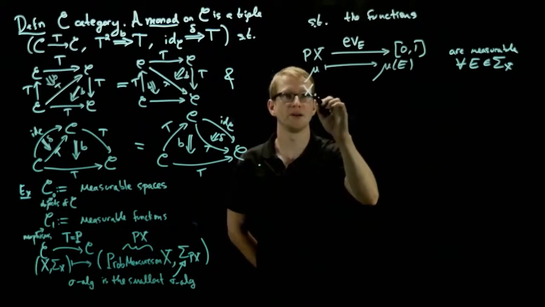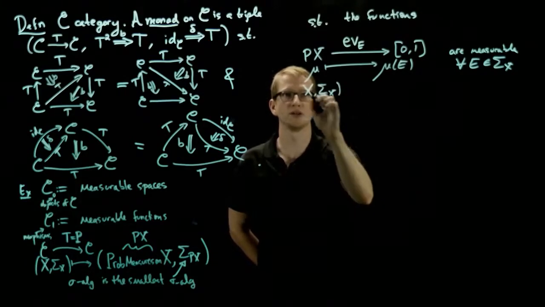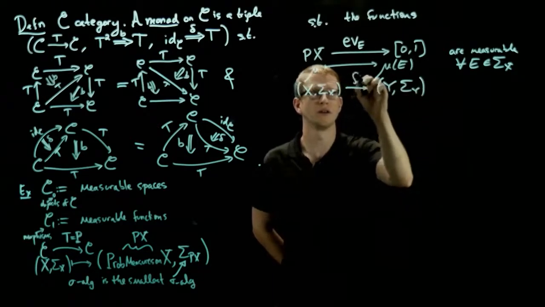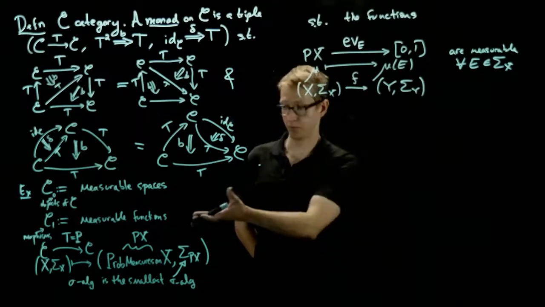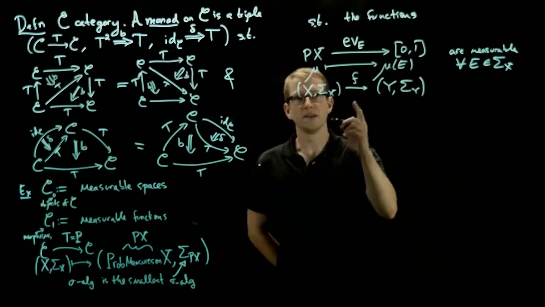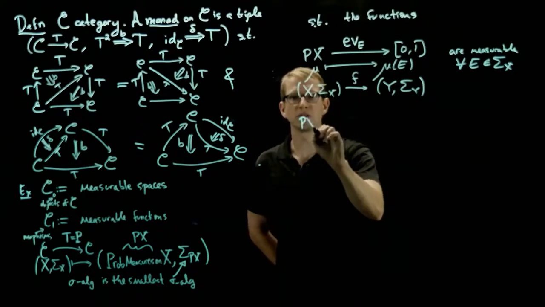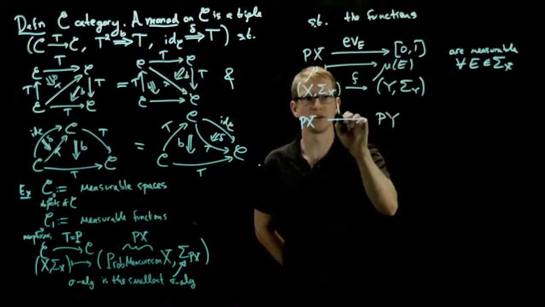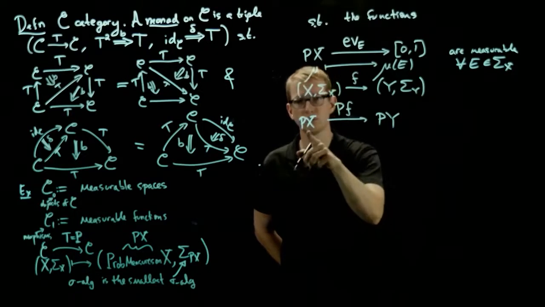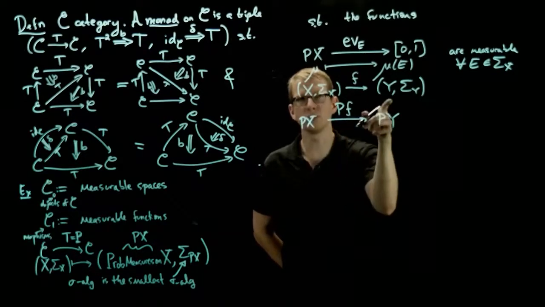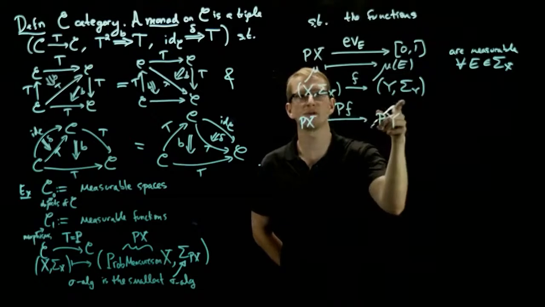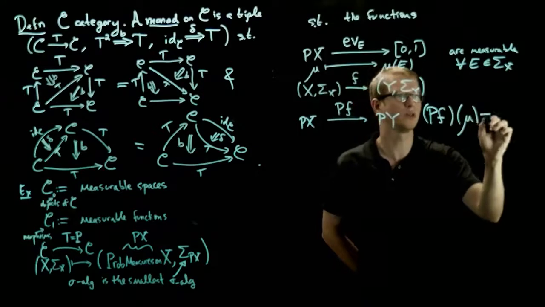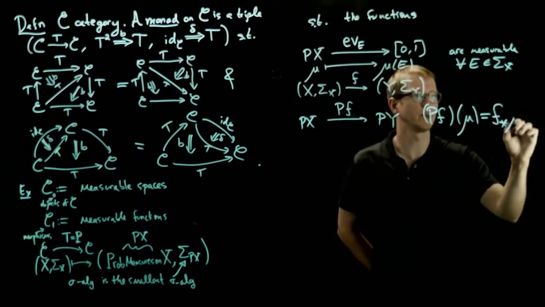So if we have a map from one sigma algebra into another, what should T of F be, or P of F? Now, this is supposed to take us from probability measures on X to probability measures on Y. Let's call this PF. Now, if you give me a probability measure on X, what can I do with it? Well, I can push it forward to Y. So PF of a probability measure mu is exactly the push forward of that probability measure.